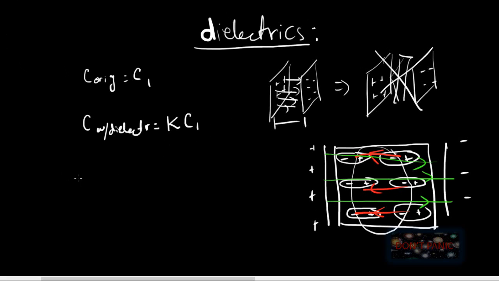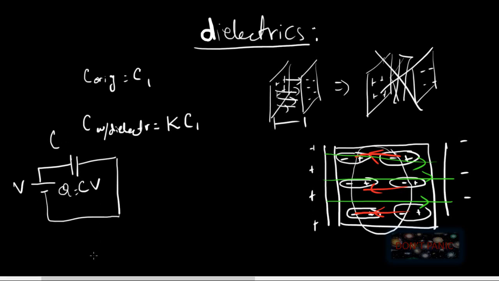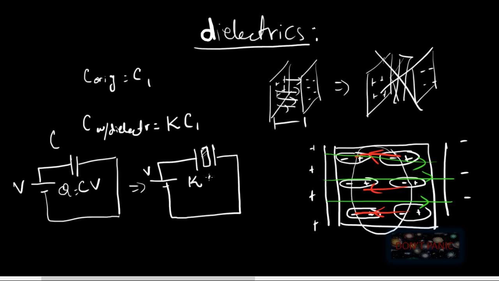Now suppose that you have a battery that's connected to a capacitor. Suppose this is some C. Initially, the charge on this capacitor is going to be C times V. Then your capacitor is still in the circuit, but now you insert some dielectric material. So the capacitance becomes kappa times C1.